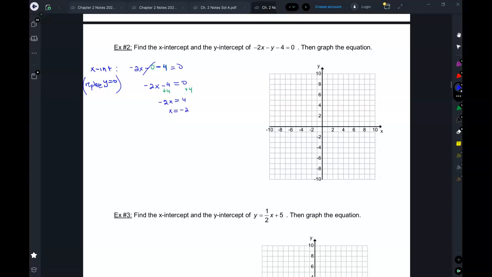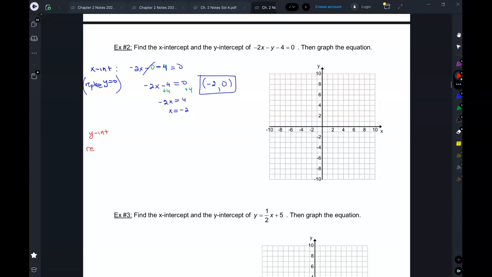X equals negative 2. But the way we're going to write it is this: negative 2, 0. So this is the x-intercept, yeah? It goes in the place of the x value, and then the other one's going to be 0. Okay, next one. Let's find the y-intercept.